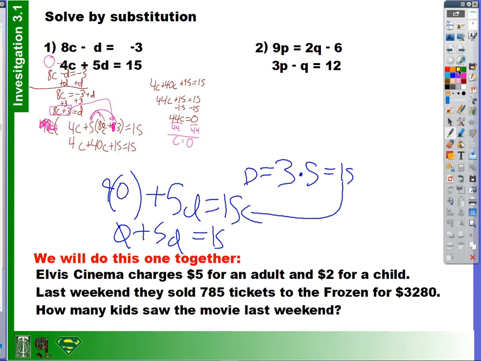So what is the solution to the system of equations? We have found what c is equal to. We have found what d is equal to. 0 and 3. 0, comma 3. Okay, because the solution to a system of equations is where the two lines intersect, and they intersect at 0, comma 3. Yes, Sadie? How do you decide which one's the x value? Alphabetical order.